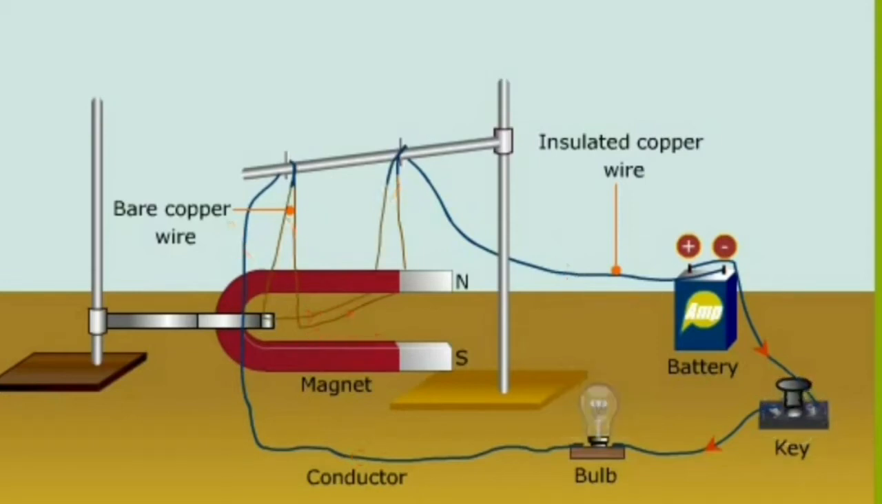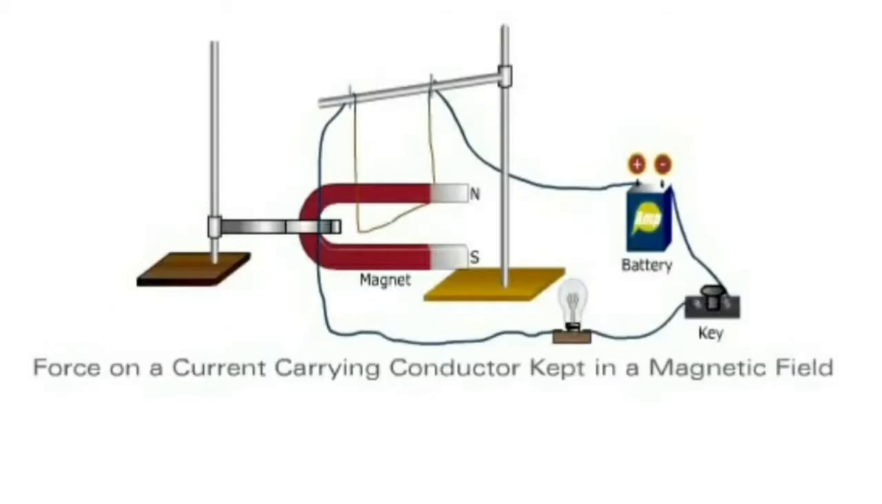When the key is taken out, there is no deflection for the bare copper wire, which means that the bare copper wire is under the action of a force only when a current is flowing through it. Or in short, a current carrying conductor experiences a force in the presence of a magnetic field.